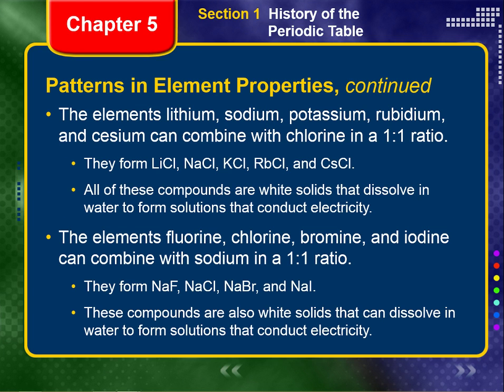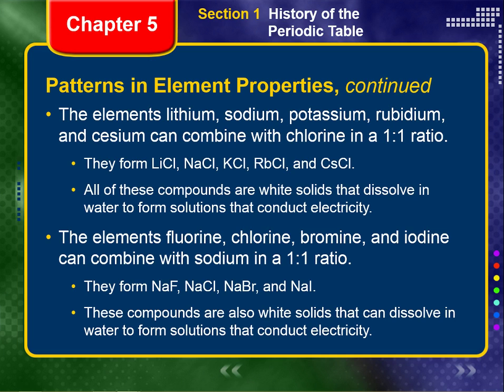For example, the elements lithium, sodium, potassium, rubidium, and cesium can combine with chlorine at a 1-to-1 ratio. So they'll form lithium chloride, sodium chloride, potassium chloride, rubidium chloride, and cesium chloride. Notice how they're all combining at a 1-to-1 ratio. One atom of the group 1 element and one atom of chlorine. All of these compounds are white solids that dissolve in water to form solutions that conduct electricity. They all have the same type of characteristic.